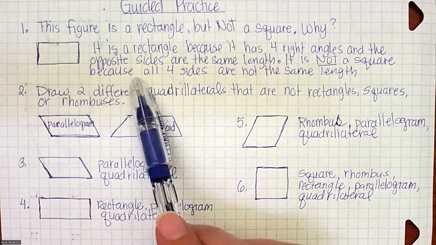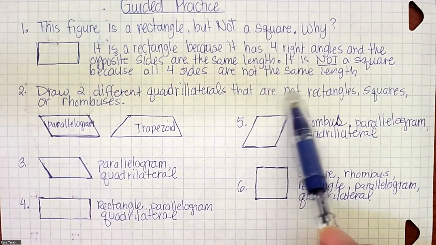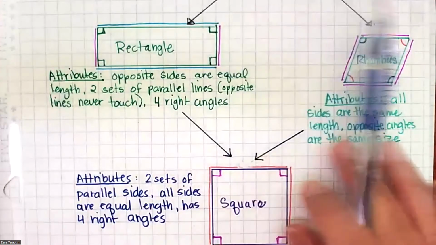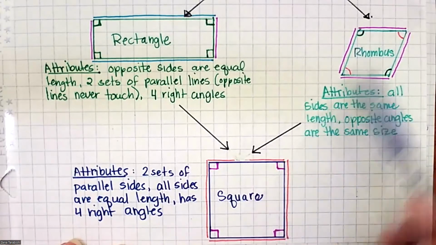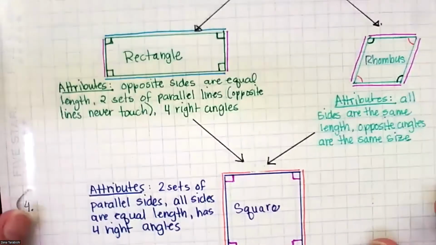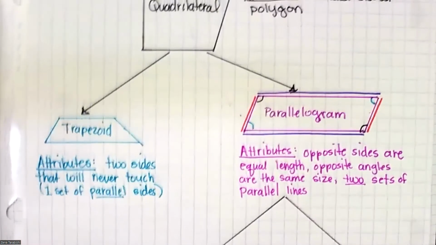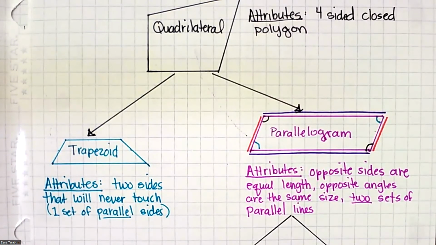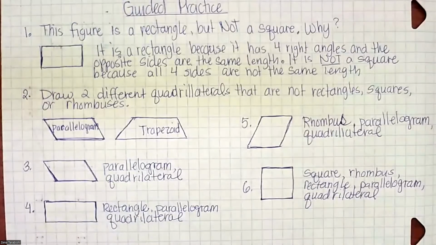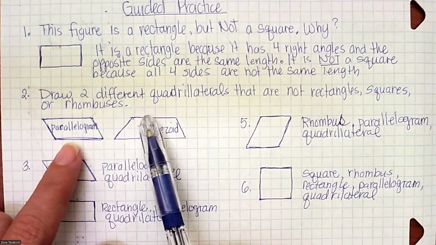Number two, draw two different quadrilaterals that are not rectangles, squares, or rhombuses. So if we take a look at our family tree, it can't be a rhombus, square, or rectangle. It can't be any one of these. So I have to go to the shapes that are higher up. My only two shapes that I have higher up on my quadrilateral family tree are a parallelogram and a trapezoid. So those are the two shapes that I drew over here.